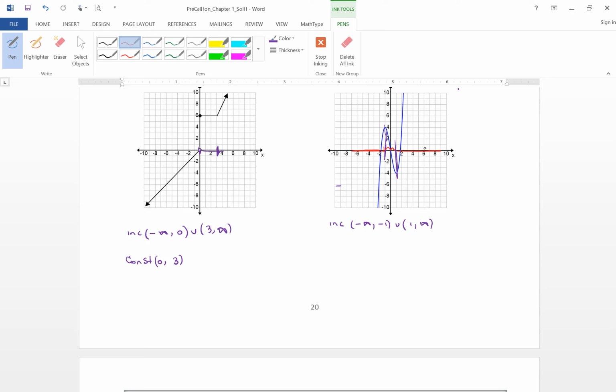So where is it decreasing? Negative 1 to 1. If there are only three regions, like with those two, so like that was 0 and 3, you take the balance.